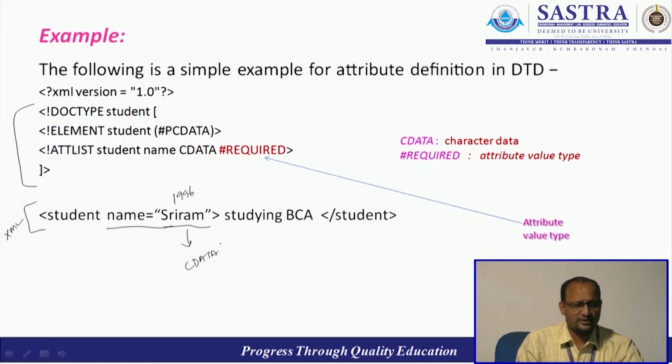If you give character data, you can give any lowercase characters, uppercase characters, symbols, anything within double quotes. So you can give anything. It considers everything as a string. What other possible values there are for an attribute, we will discuss in the forthcoming video lectures. Before that, you should know how to define an attribute for an element.